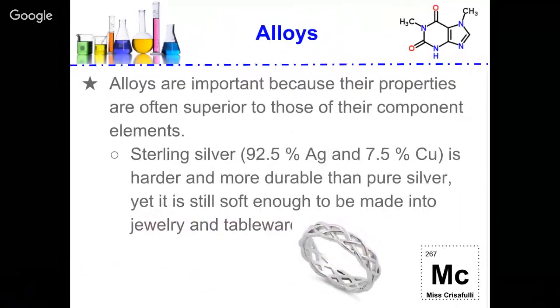Alloys are important because their properties are often superior to those of their component elements. So sterling silver is 92.5% silver and 7.5% copper. It is harder and more durable than pure silver, yet it is still soft enough to be made into jewelry and tableware.